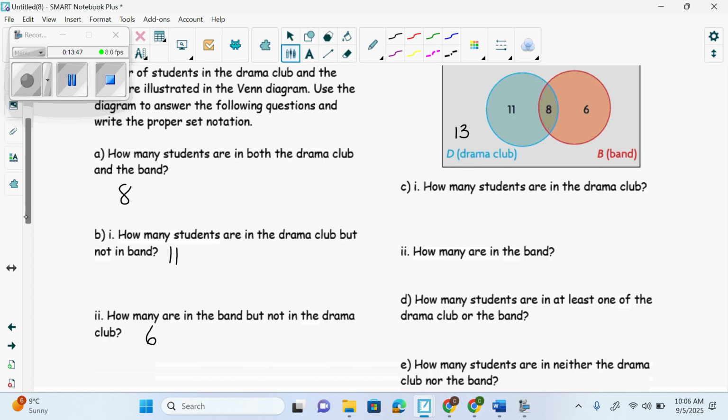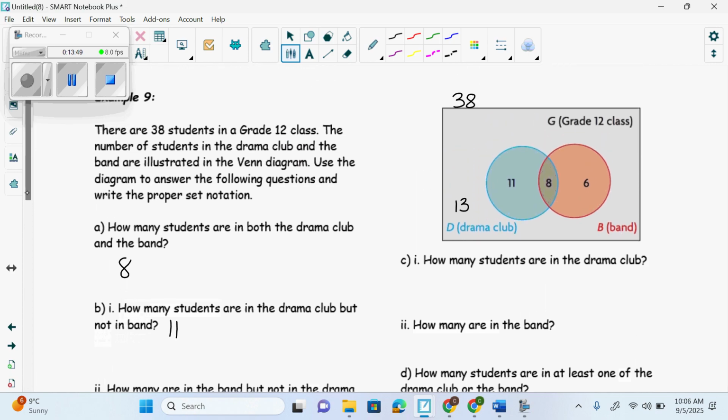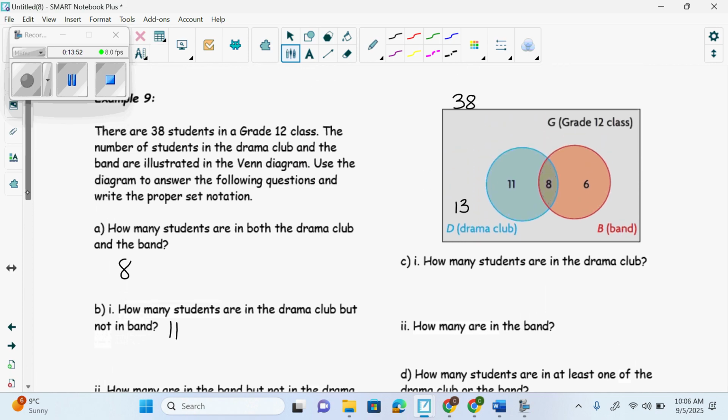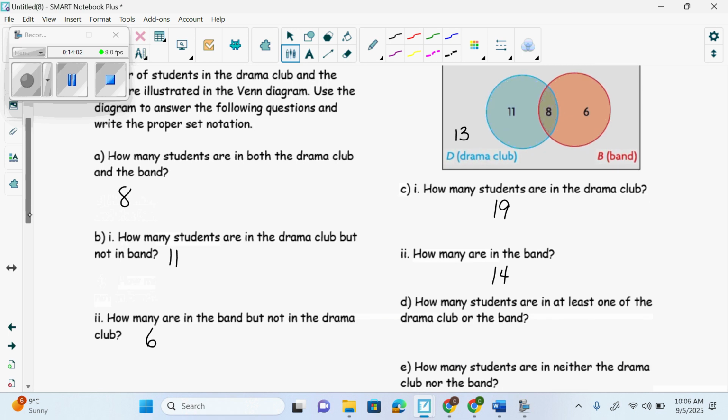Then we have C. How many students are in drama club? So you have to add up the whole drama club, which is 19. How many are in band? You add up the whole band circle, which is 14. And then here it says how many students are in at least one. So they could be in one or both, which is 11, 6, and 8, so 25. And then how many students are in neither? 13.